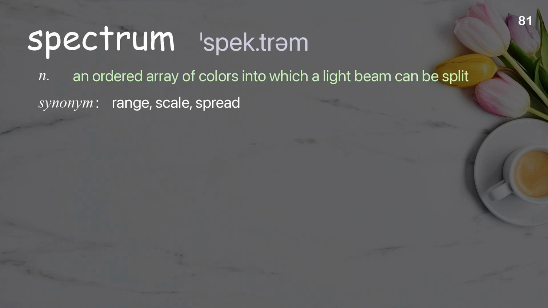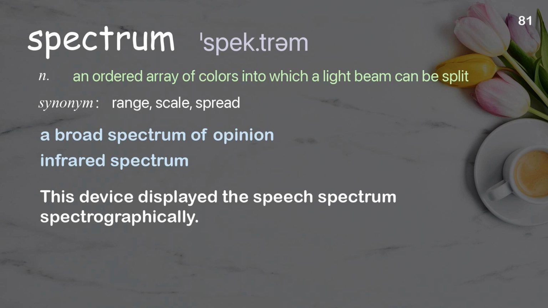Spectrum. An ordered array of colors into which a light beam can be split. Examples: a broad spectrum of opinion. Infrared spectrum. This device displayed the speech spectrum spectrographically.